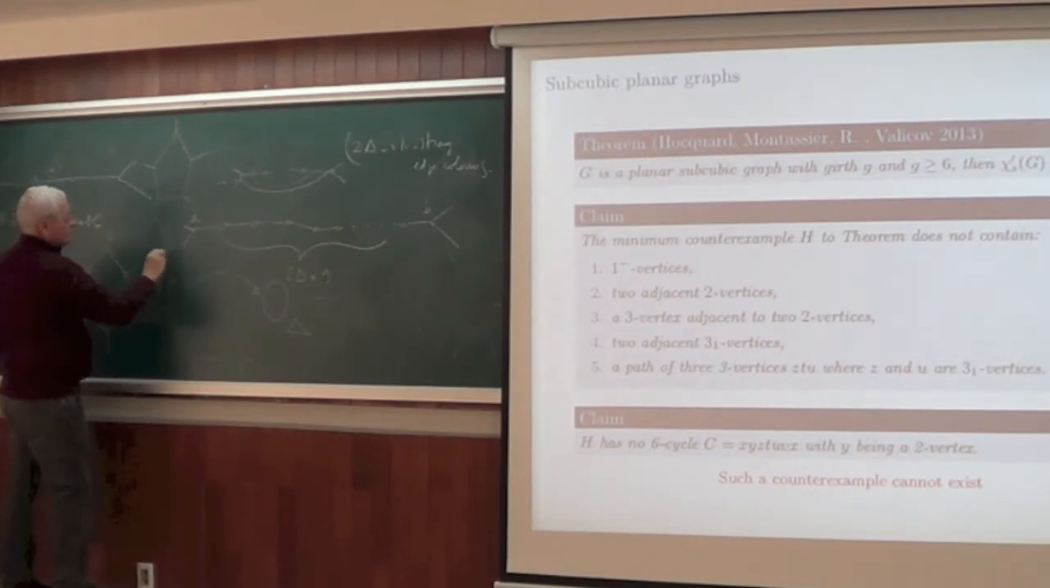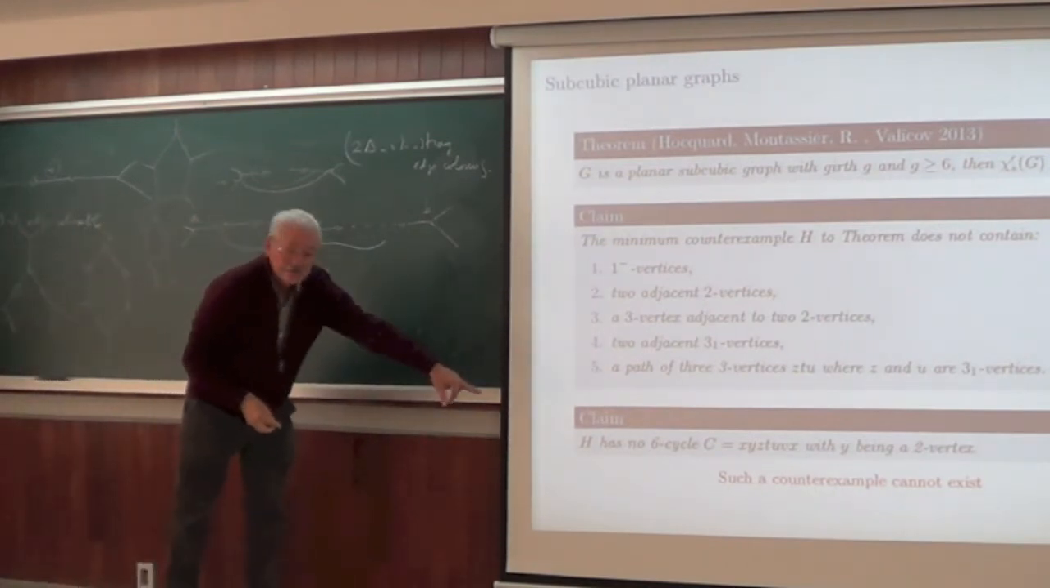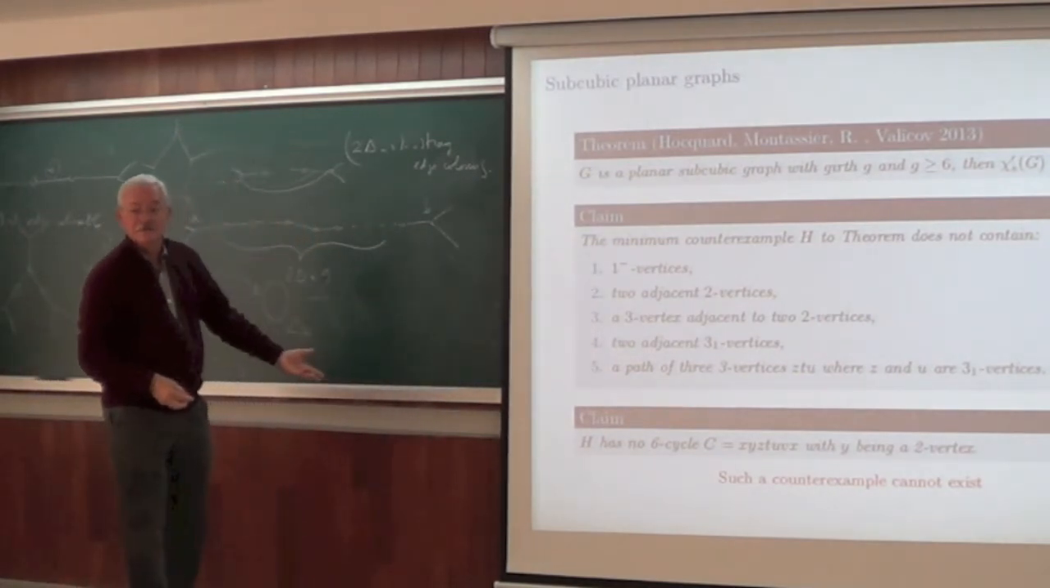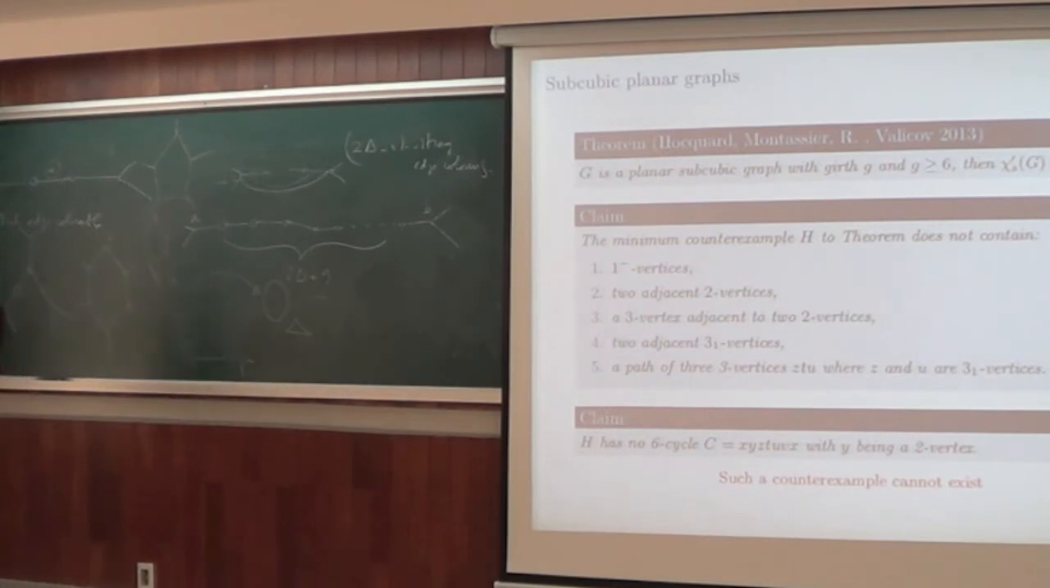A 6-face with a vertex of degree 2. Then we prove that there is no such cycle. Then it is not possible. Then the theorem is proved. Okay?